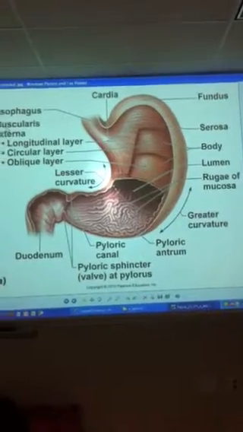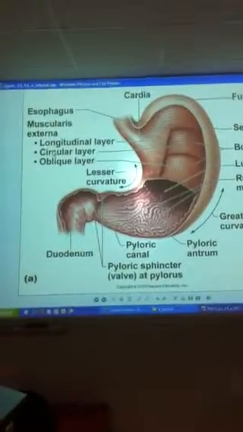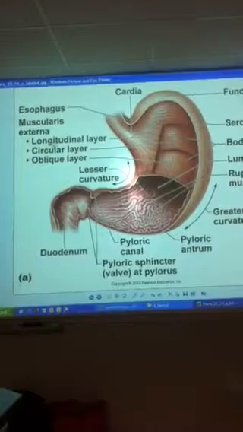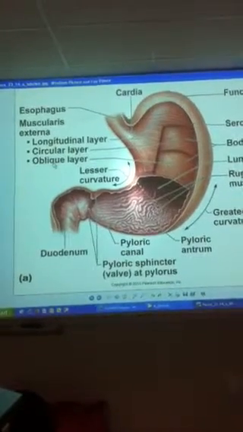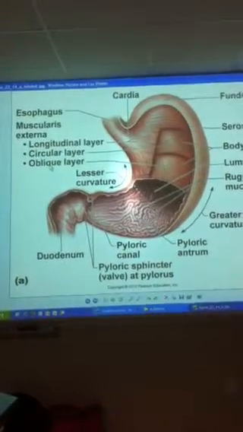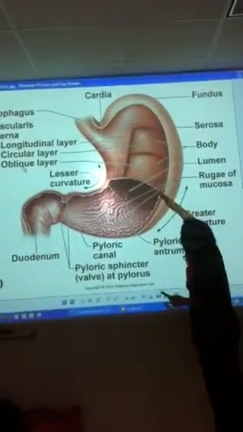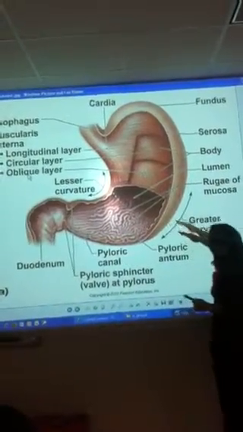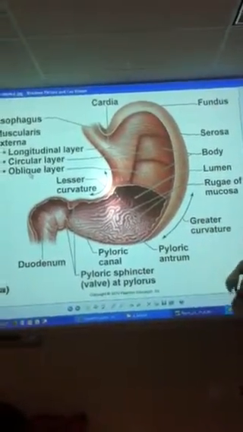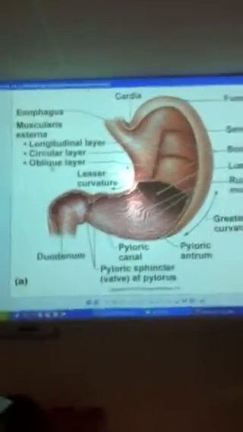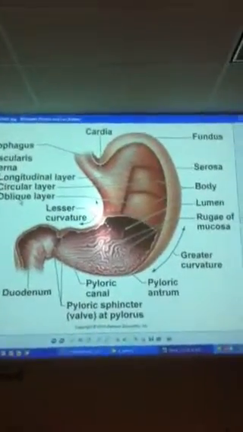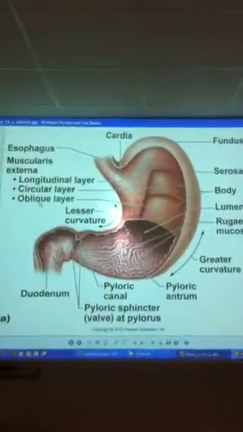oblique layer. So the muscularis externa typically has an inner circular layer and an outer longitudinal layer, but in the stomach you have an innermost layer called the oblique, and see how the muscles are arranged in an oblique fashion. And why do you think the stomach needs to have an oblique layer? The churning? Yes, it's involved in churning and mechanical digestion.